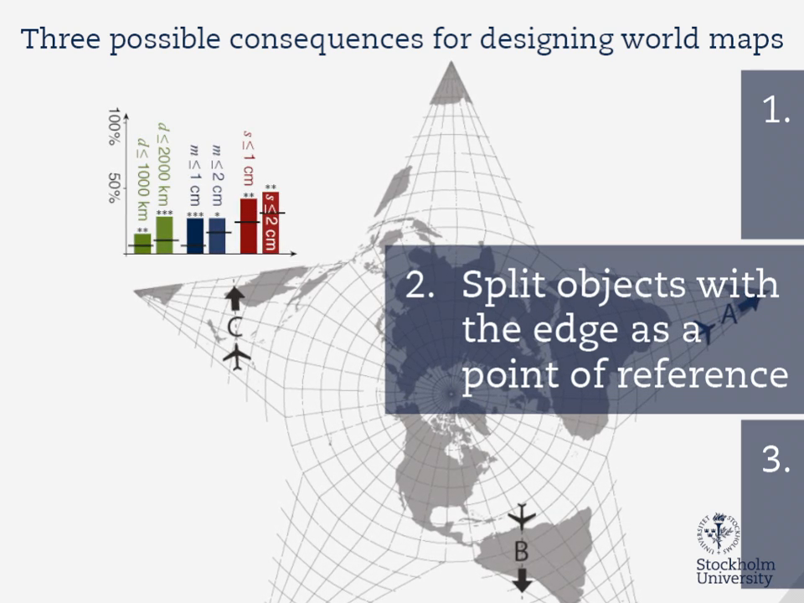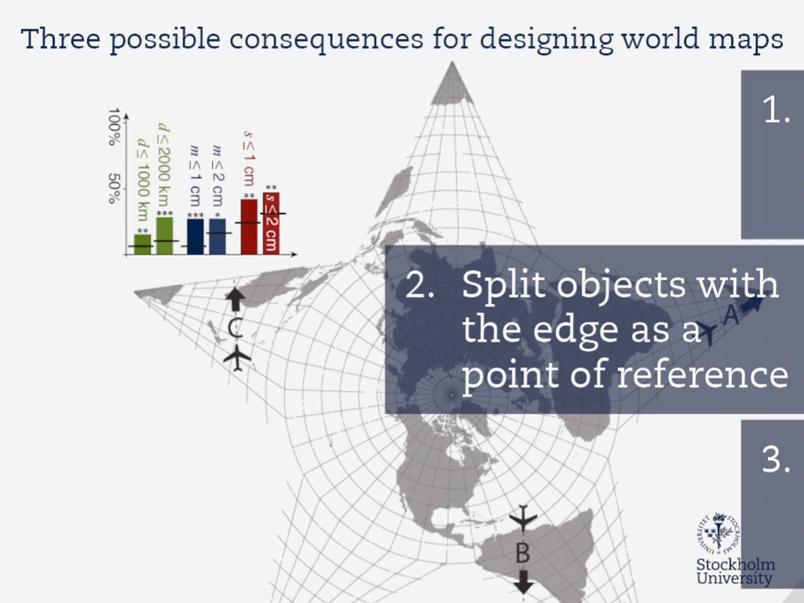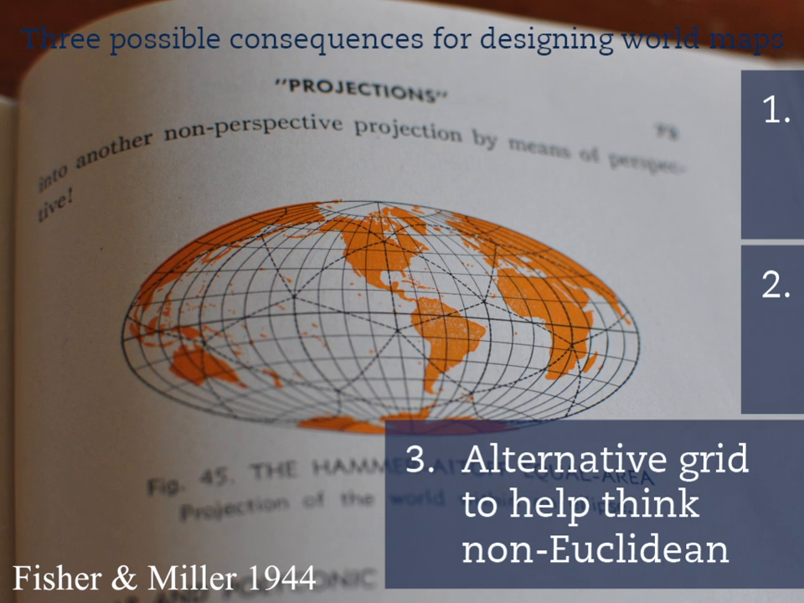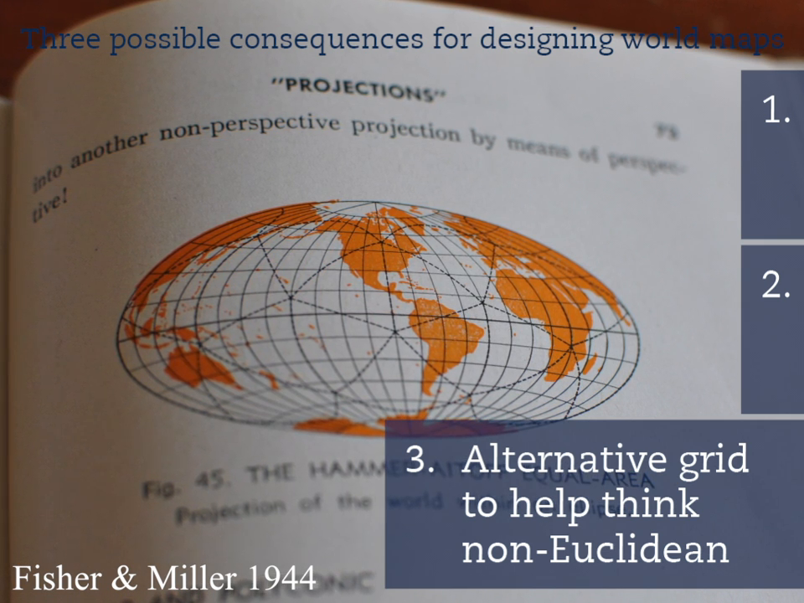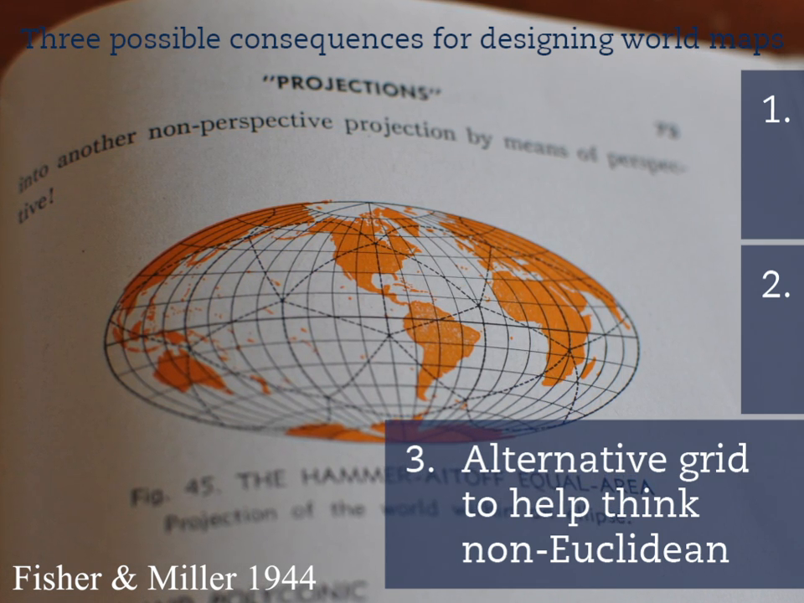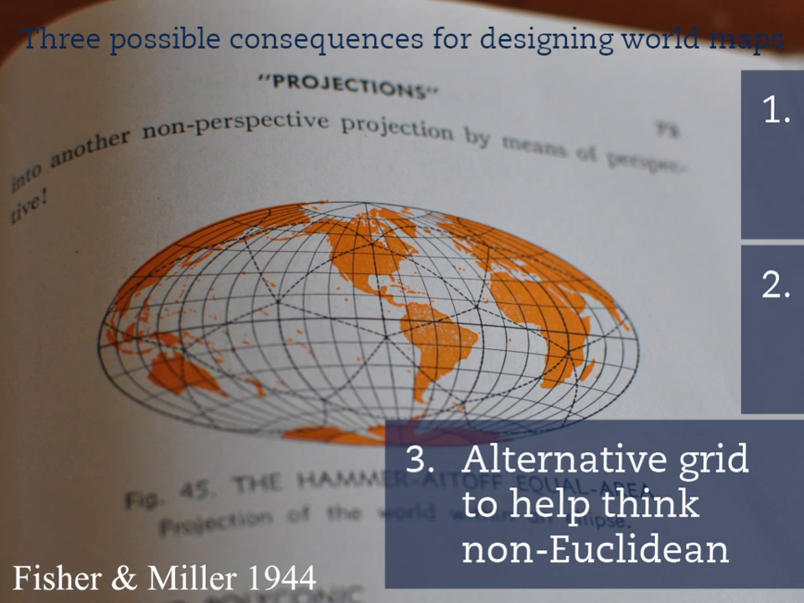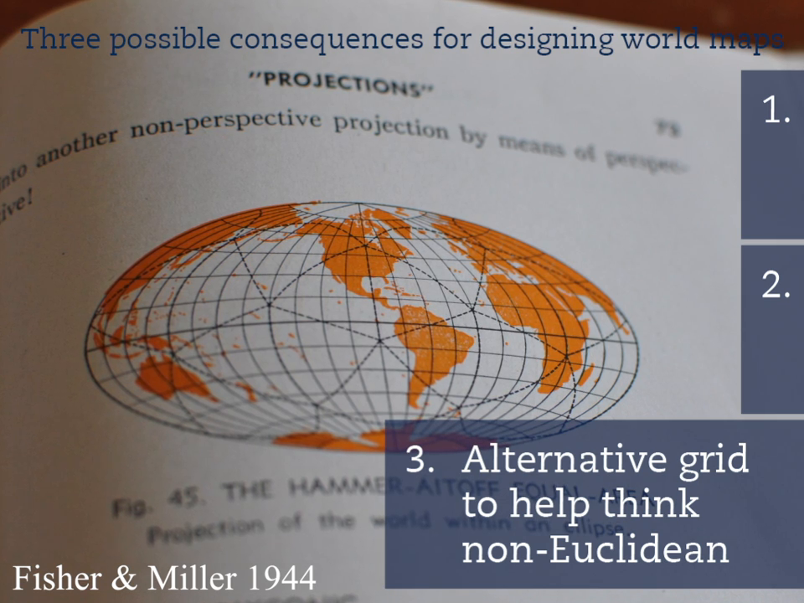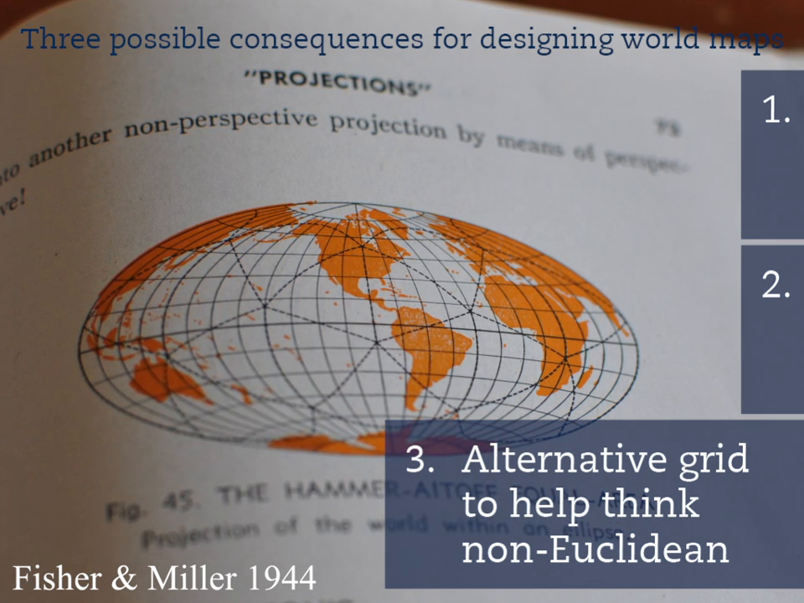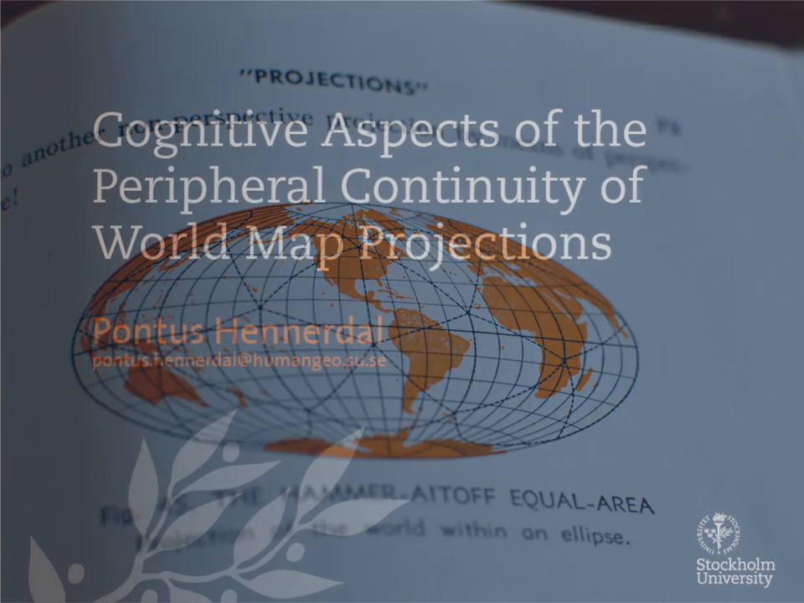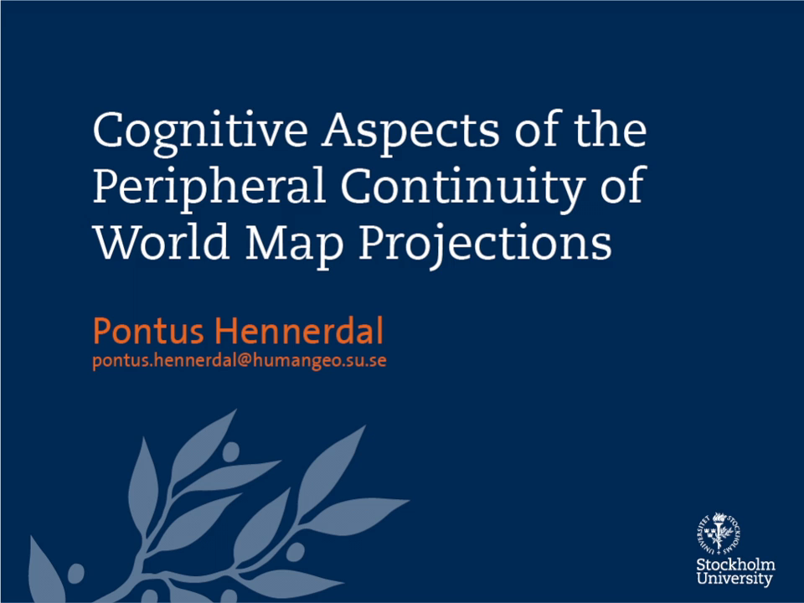The third idea for improving map designs, to help the map reader to overcome the understanding based on Euclidean geometry and instead use a non-Euclidean spherical geometry for understanding world maps, is to follow the idea proposed by Fisher and Miller 1944 to complement the grid of longitudes and latitudes with a network of great circle arcs. And I'm convinced that it's possible to overcome a Euclidean spatial understanding and reach a non-Euclidean understanding when reading world maps, both for children and adults, but then this new cognitive aspect of world map projections together with the previously known difficulties need to be addressed and studied to a higher extent.